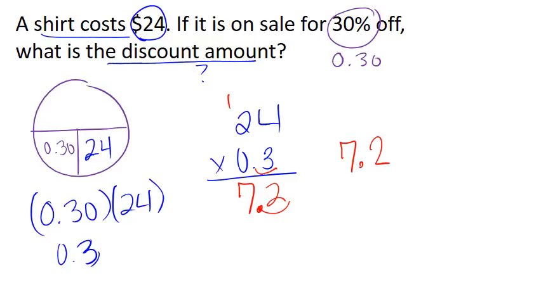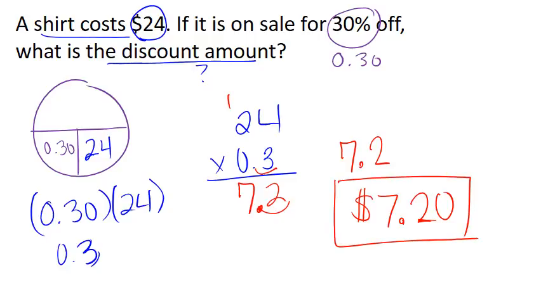7.2. Wait, we're talking in dollars, so this needs to make sense in money. In terms of money, you want to have 2 numbers after the decimal. That's just how we use American money: dollars, cents. So the answer will be $7.20.